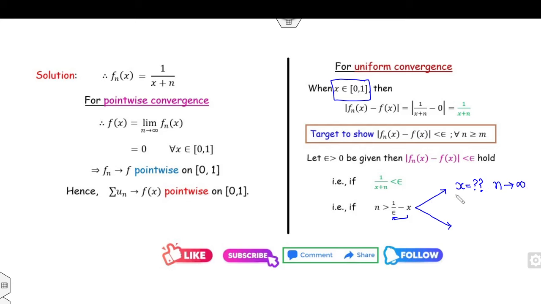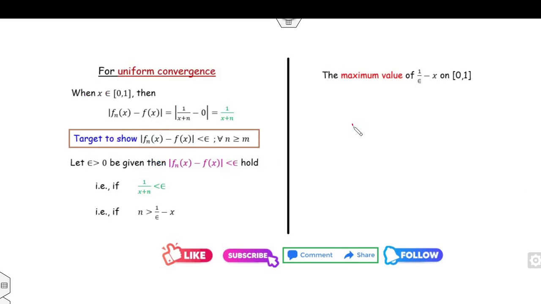Second case: if it is not possible, then your target is to find the maximum value of this expression. Clearly, in this particular example, the first case is not possible. Because if my expression becomes 1 over x, then if I choose x equal to 0, this expression becomes infinity, or minus infinity.